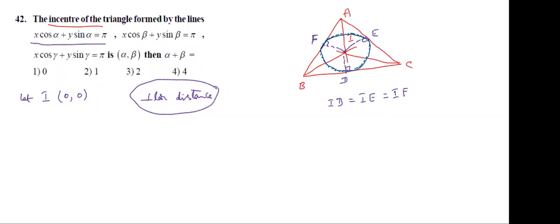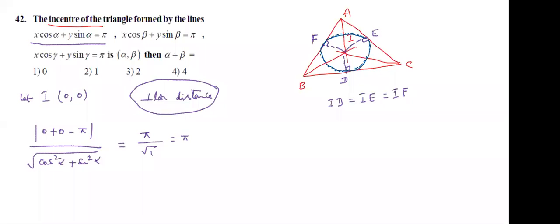What do we get? Perpendicular distance: (Ax1 + By1 + C) divided by under root A square plus B square. That means 0 plus 0 minus pi divided by under root A square plus B square. A means cos alpha, so cos square alpha plus sin square alpha. What are we getting? Pi divided by root 1, that is pi.